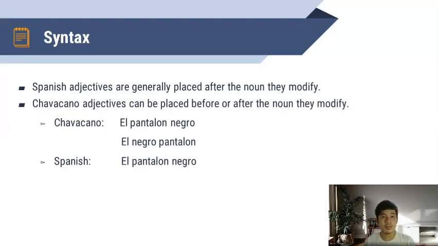And that ends my presentation. I hope you have learned something from what I shared with you as regards the differences between Chavacano and Spanish. There are still many differences which I can share with you maybe in my next video. So in the meantime, only those differences are presented in this video. So I hope again you have learned something.